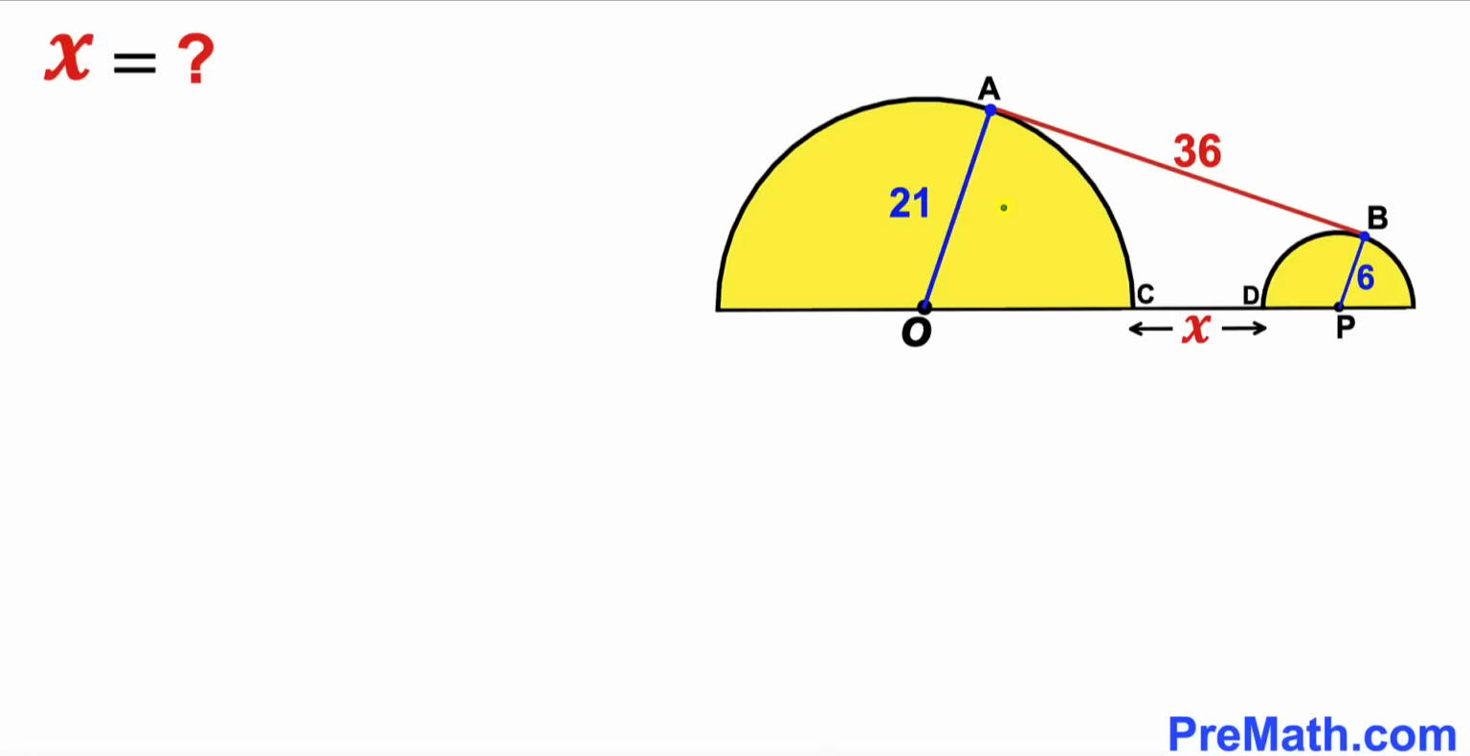Such that the radius of this larger semicircle is 21 units along with its center O, whereas the radius for this smaller semicircle is 6 units along with its center P, and this tangent line AB is 36 units. And now we are going to find out how far apart are these two semicircles. In other words, we are going to find the value of x.